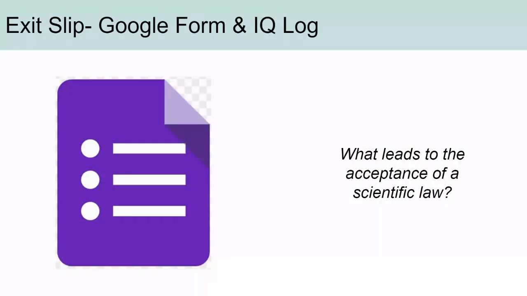And then finally, we're going to complete our Google form. Again, it's got some questions in there, this time using maths. A reminder that for all Investigating Science exams, you will need a calculator, just in case there are any graphs or calculations that you need to perform. And then we'll update our inquiry question log with what leads to the acceptance of a scientific law.